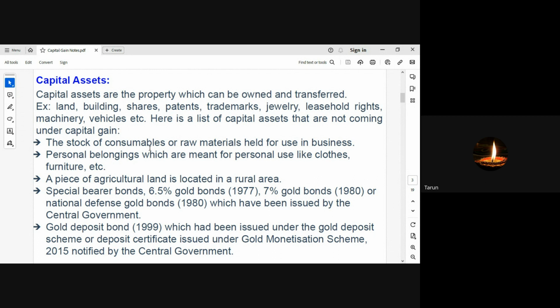So in the question, if such terms have been used and you need to calculate the income from capital gain, just exclude these items. If you have included these items in your calculations, the practical as well as the theoretical aspects, then ultimately you are in the wrong direction. Right, so this is the meaning of capital asset.